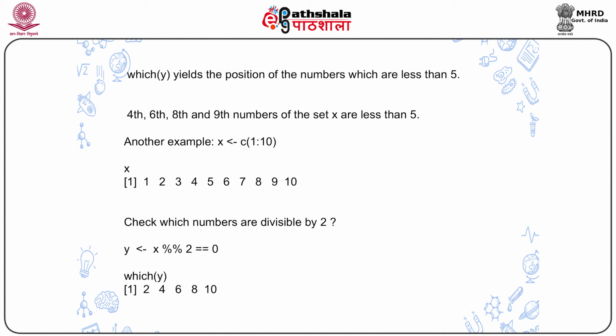So, let's demonstrate the fact with another example. Suppose x is a vector with the first 10 natural numbers. So, here our x is given and you need to check which numbers are divisible by 2. So, what do we do? Assign the condition in y and then by typing which y will give you the desired result, that is the set of even numbers between 1 and 10.